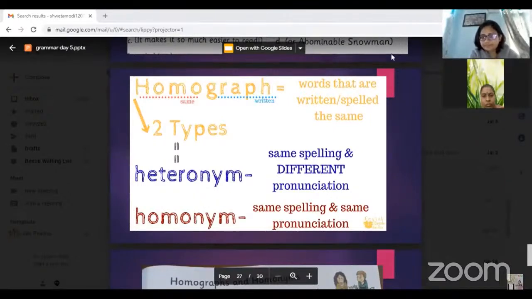Homo means same. Same spelling, same pronunciation. Homo means same, graph is spelling. Same spelling. Just like a bat, B-A-T, bat. Yes, very good. Bat and bat. So you can see that pronunciation is also the same and spelling is also the same, bat and bat. So we will call it a homonym.